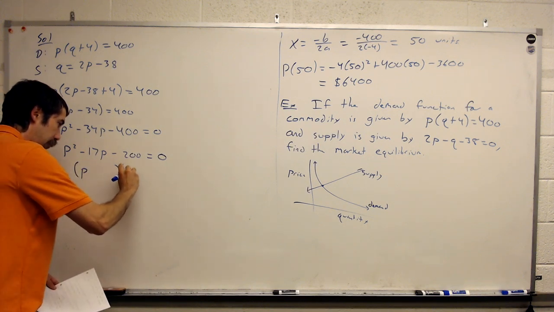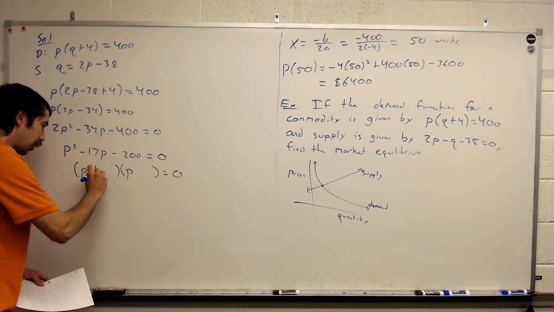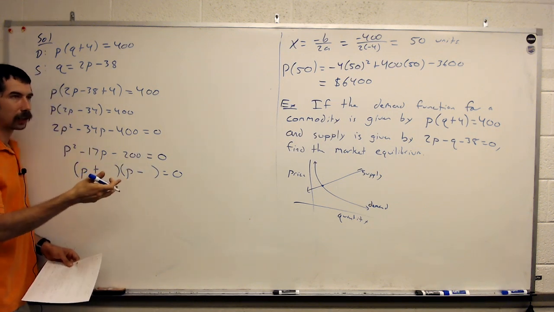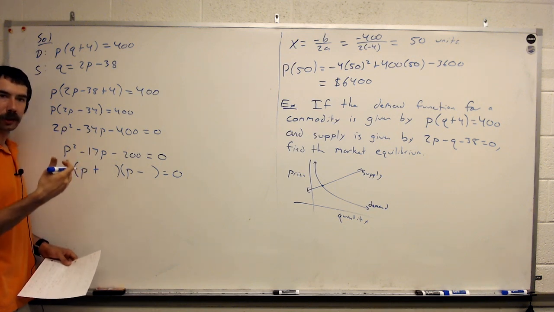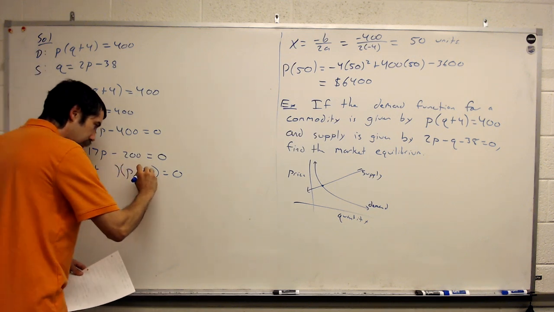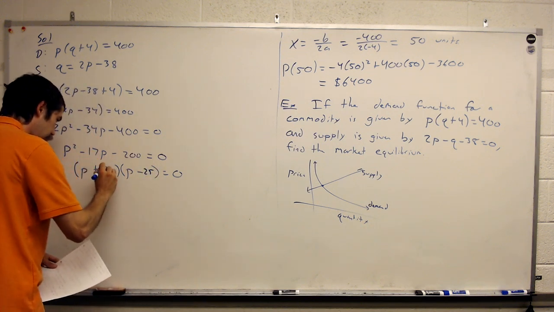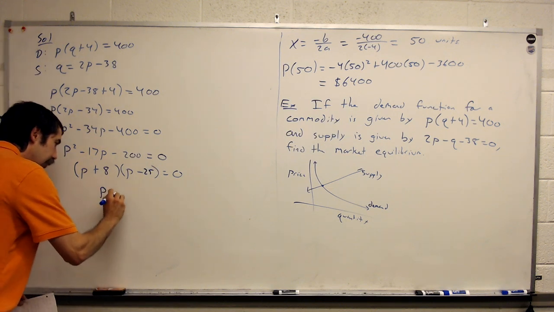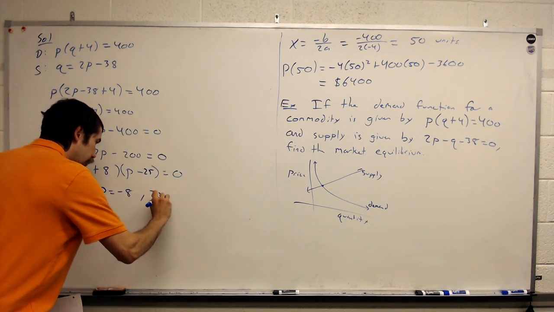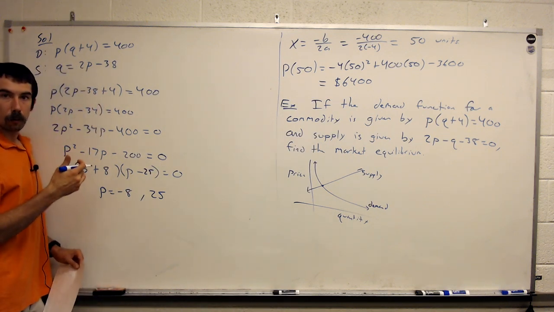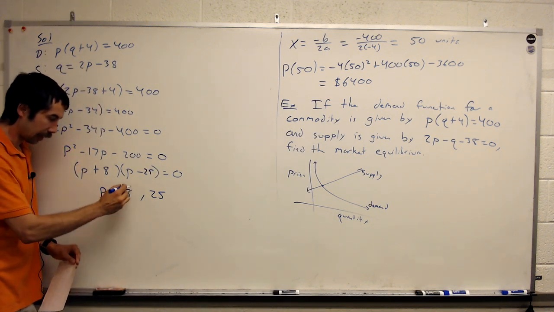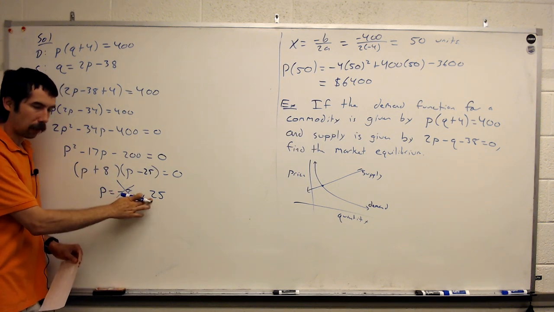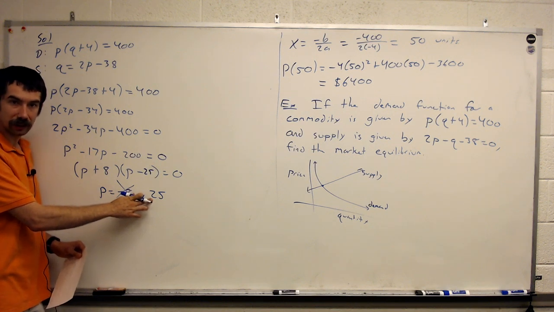P. One of these is going to be a plus, one's going to be a minus because they multiply to a negative. And we need them to be 17 apart. So how can we multiply to 200 and have the numbers be 17 apart? Well, that's 25 and 8. All right, and so this gives us that our price is -8 or 25. One of these prices doesn't make any sense, right? It doesn't make sense to sell a product for -8. So 25 is our market equilibrium price.